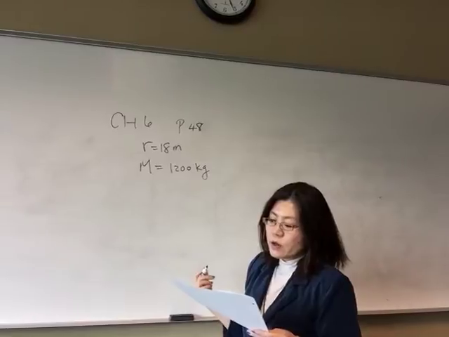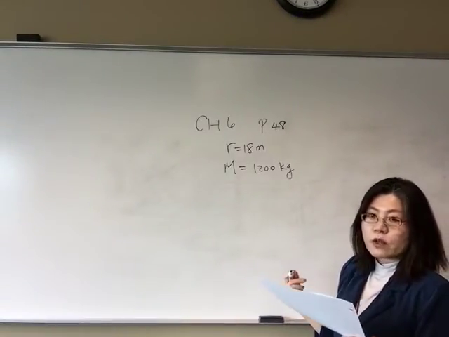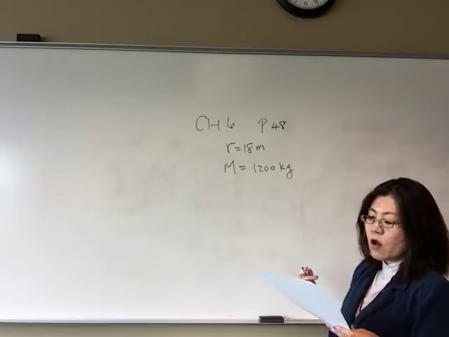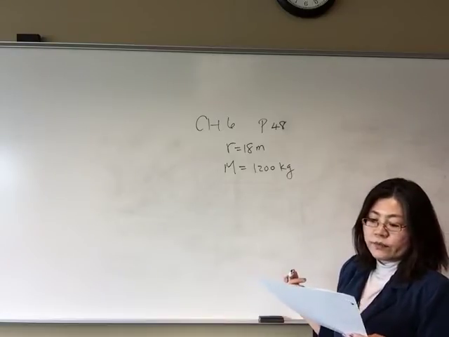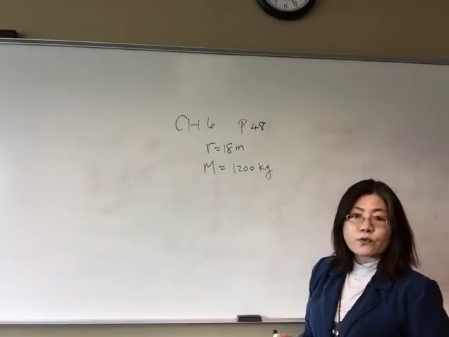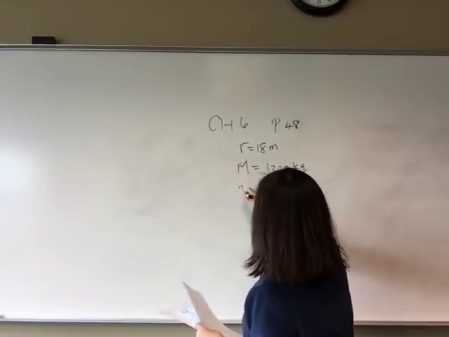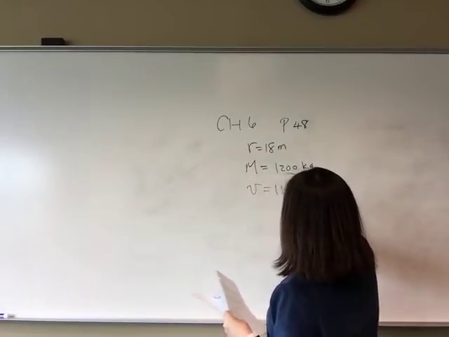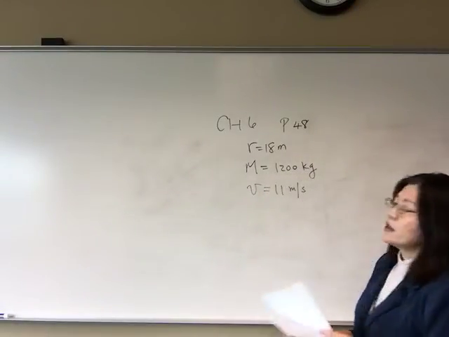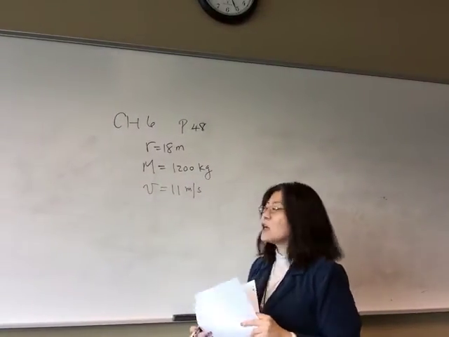At the top of the hill, what are the magnitude of the normal force and the direction of the normal force on the car from the track if the car's speed is 11? And do the same thing when the velocity now becomes 14 meters per second. Okay, so when velocity is 11 meters per second, you will find the normal force acting on the car from the track. How do we do that?